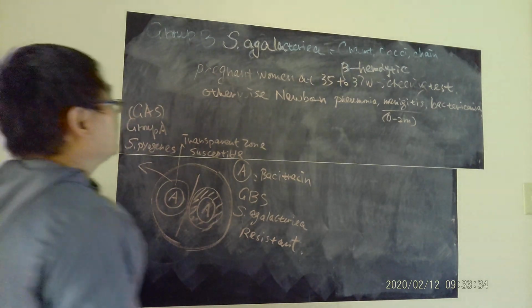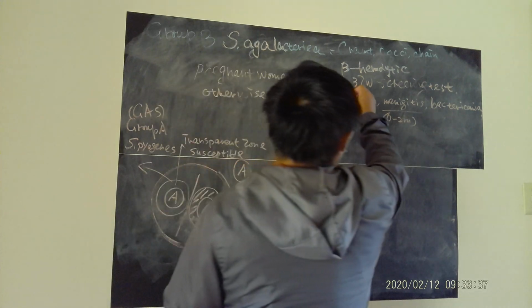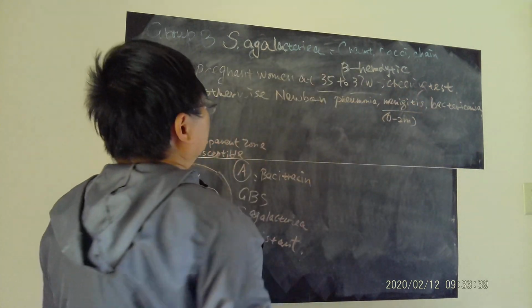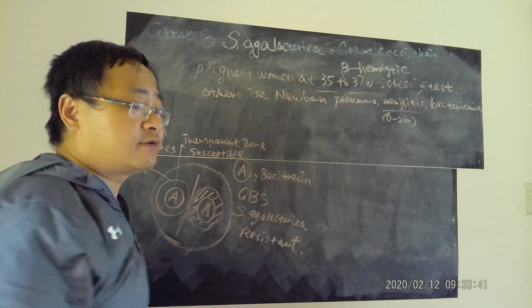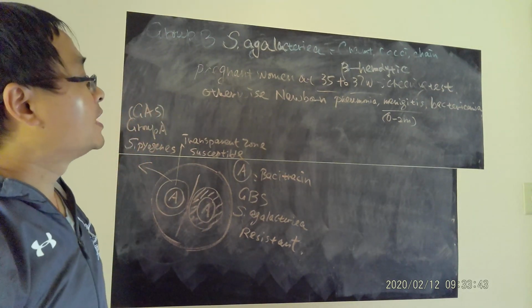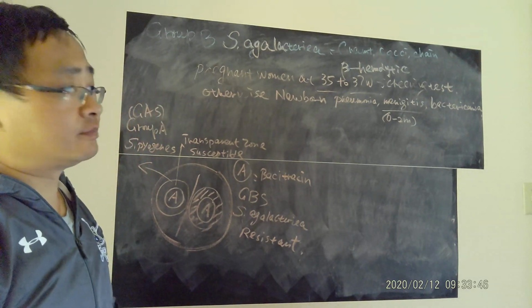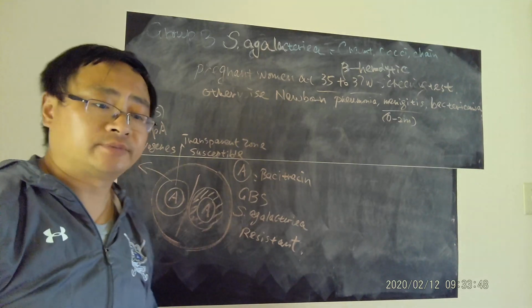Okay, so remember, for the pregnant woman at 35 to 37 weeks, you have to do a screening test. If you find something, you have to do antibiotic treatment. Otherwise, the newborn baby will have pneumonia, meningitis, and bacteremia.